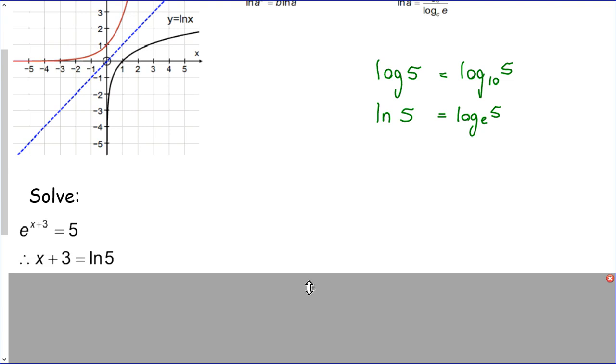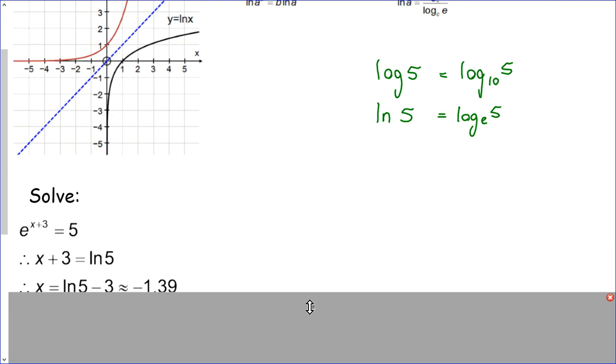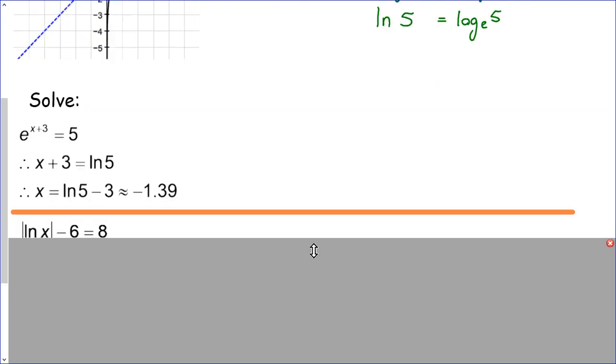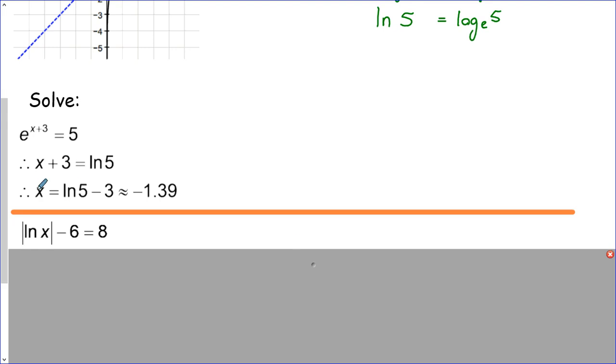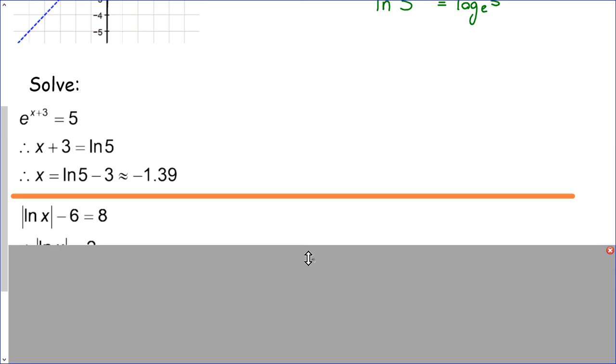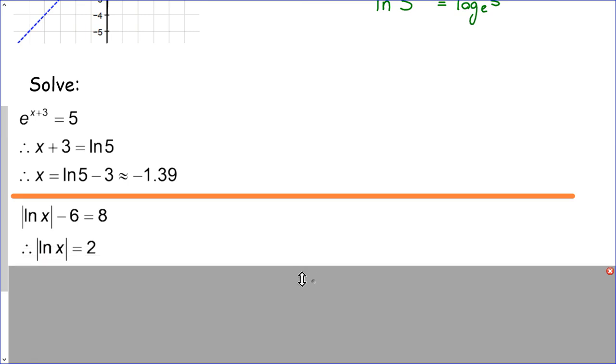So x plus 3 will equal ln 5, natural log 5, and then x will be the natural log of 5 minus 3. Okay, here's another example. Absolute value natural log of x minus 6 equals 8. Let's add... goodness gracious me. Okay, I'm changing the question on the fly here.